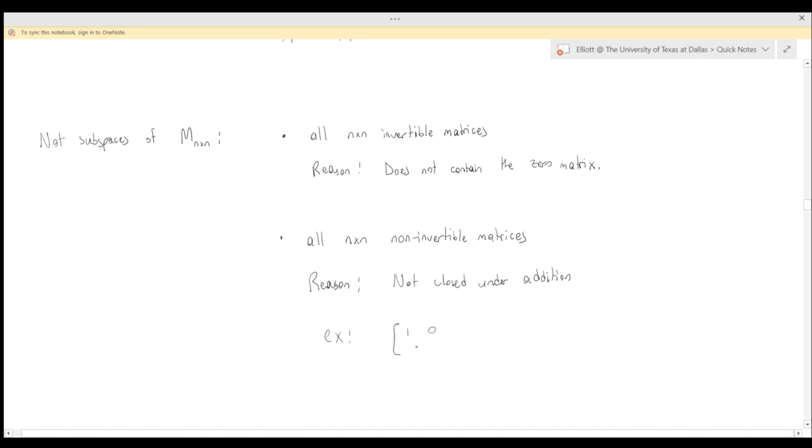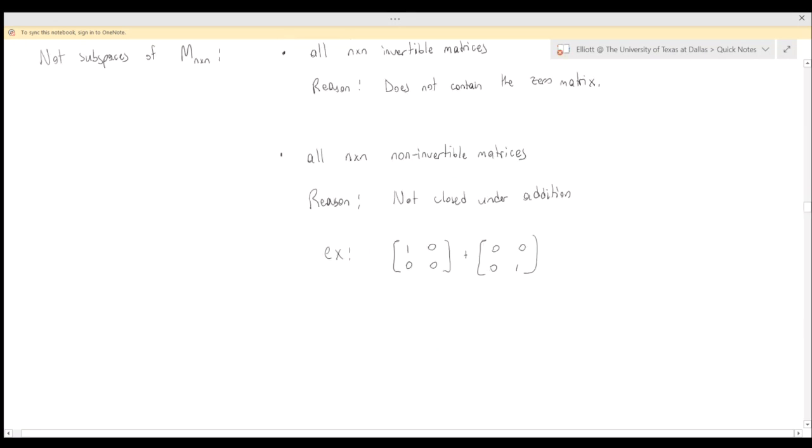here's an example of two matrices which are not invertible. One way we can tell is because each has a row and a column of zeros. But you notice that they add up to be the identity matrix, which is invertible. So when you add two non-invertible matrices, it's possible that the sum is invertible, so therefore it's not closed under addition.